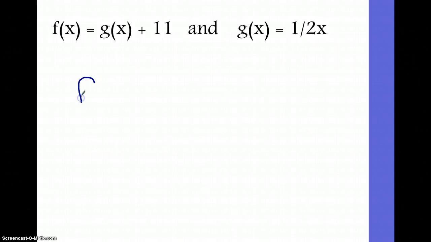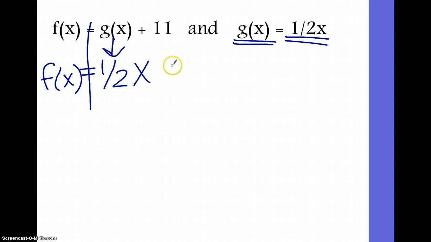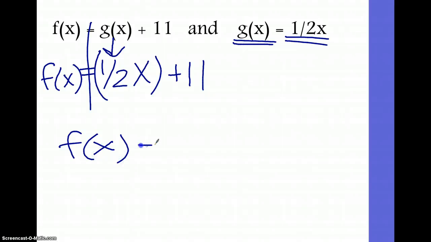Okay, it's already written right here, so I'm going to plug in g. In for g, we're going to put 1/2 x. So I plug in g, we've got an equal sign, we've got f of x. I can put this in parentheses, but I know I don't need it. But when you're in doubt, you might as well put them. There's no like terms to combine, so what we're left with is just f of x equals 1/2 x plus 11. That's it.